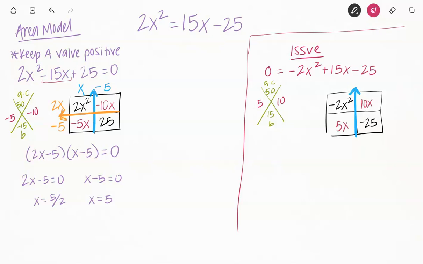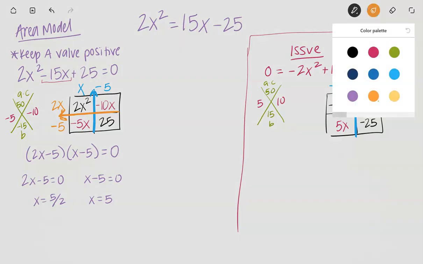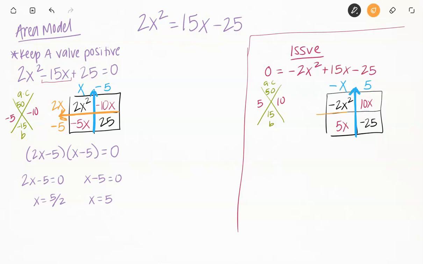10x, 5x. All right, the greatest common factor of negative 2x squared and 5x is still going to be x. But if we follow the rules of how the area model is supposed to be done, it is taking the sign of the top row. So this x should be negative. 10x, negative 25. This GCF is 5, but now that 10x is positive, so the 5 is going to be positive.